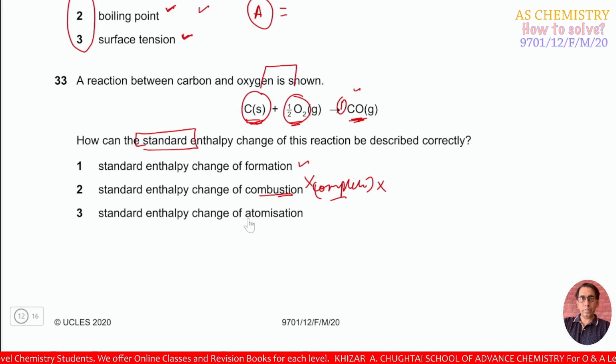Standard enthalpy change of atomization. Atomization is only supposed to make the elements only, and this is not the case. So 1 only, I mean D, is the correct option according to the above scheme.